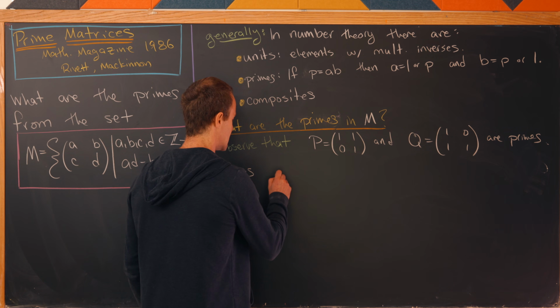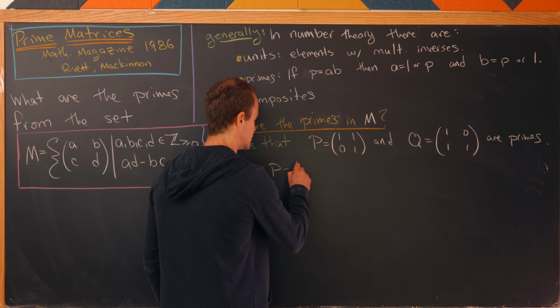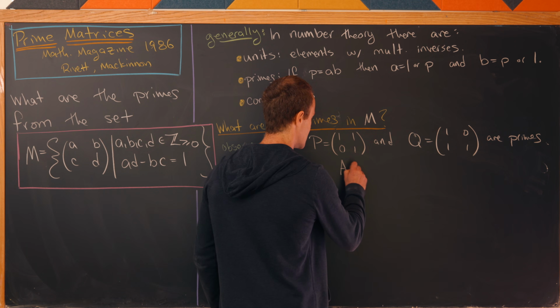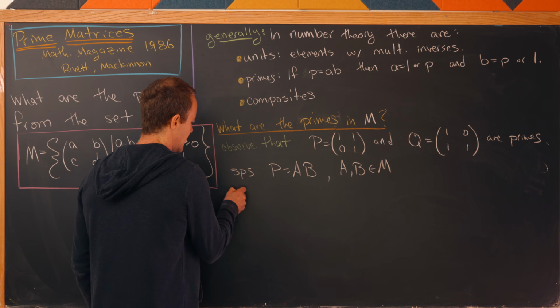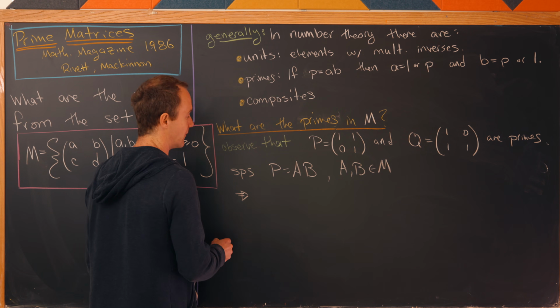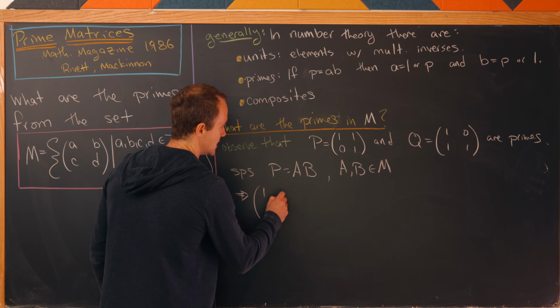Okay, so let's do that. So let's suppose that we have P is equal to A times B, where A and B are inside of M. But then let's give A and B some form. So let's maybe write this out.